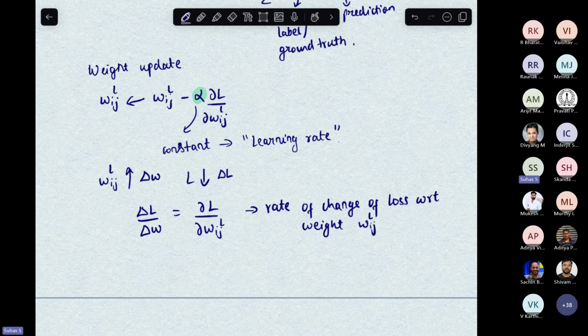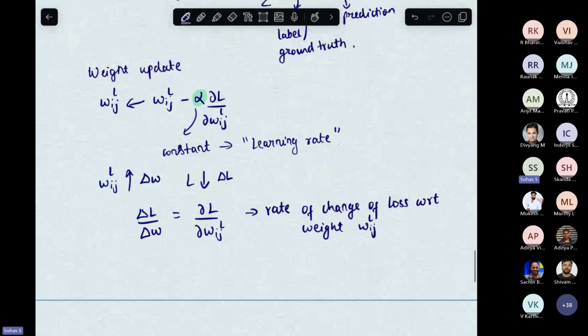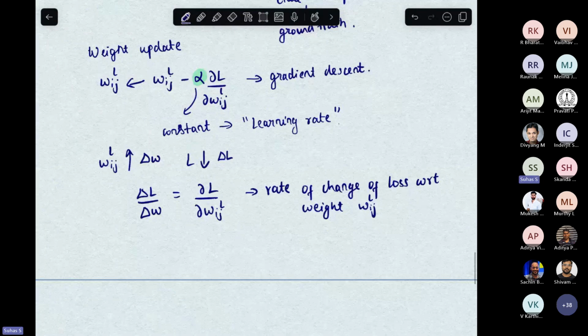I hope the learning rate is clear. Every weight in the neural network is updated according to this. This is gradient descent, meaning that every weight is updated by some constant times the rate of change of the loss with respect to that weight. I hope this much is clear. If you have any questions, you can ask until now. Otherwise I'll go on to derive the next one.